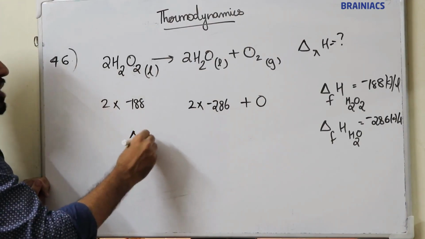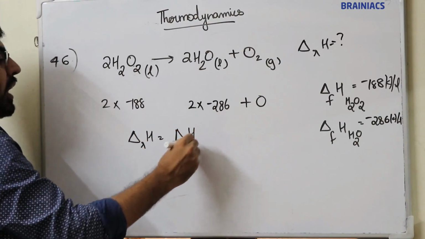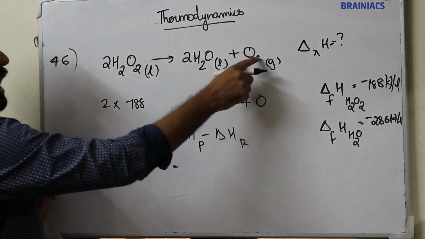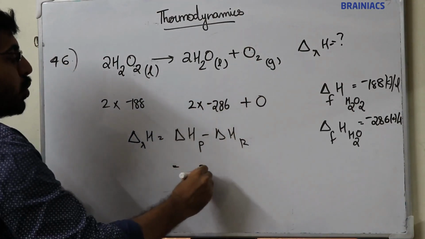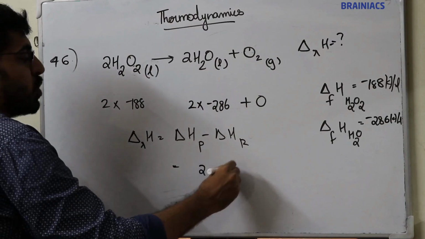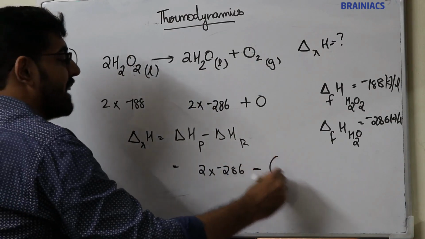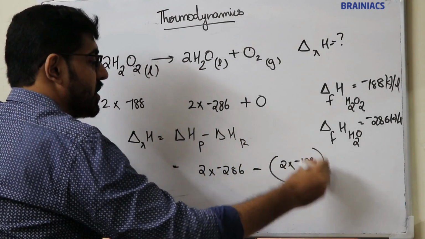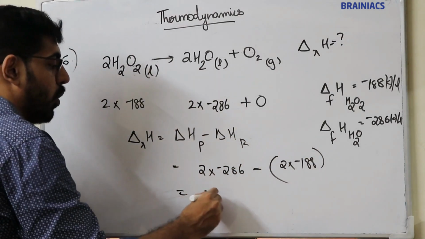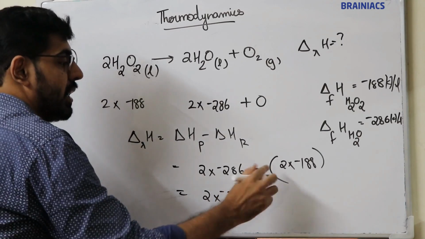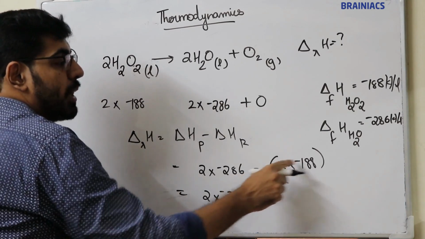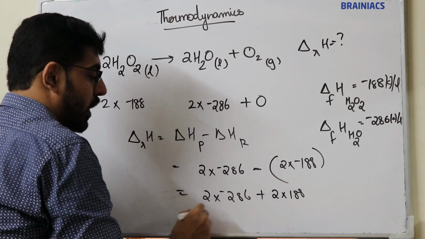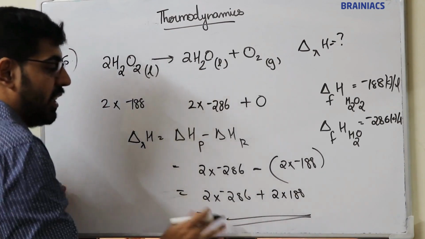Now we have to calculate the enthalpy of reaction. What is the enthalpy of reaction? Enthalpy of products minus enthalpy of reactants. Enthalpy of products is 2 into minus 286, minus enthalpy of reactants, 2 into minus 188. So 2 into minus 286, and minus minus becomes plus 2 into 188. Now after doing this you will get an answer.